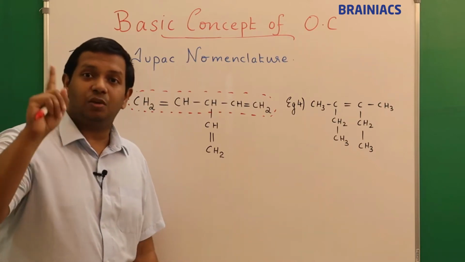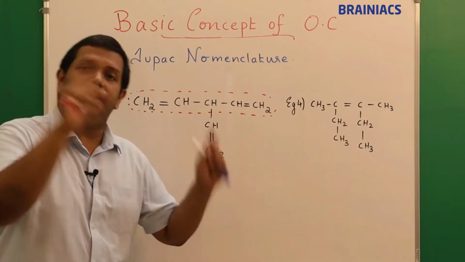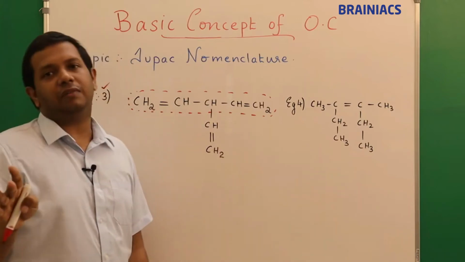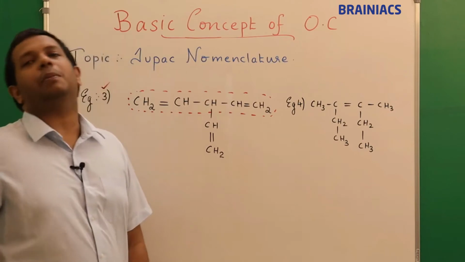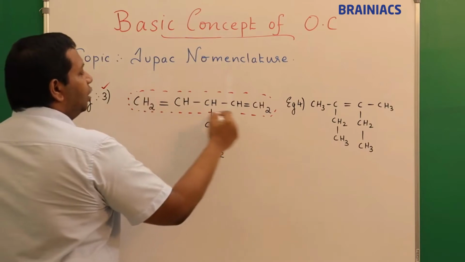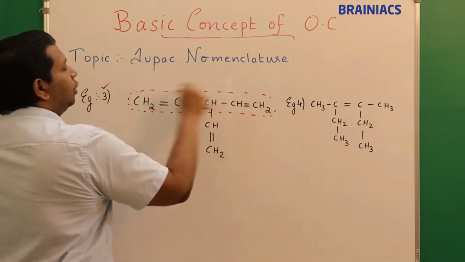Please remember, they are using the term maximum number. It does not mean that you need to include every double bond, because if it is possible, you need to include every double bond, but if it is not possible, then you need to include the maximum number of double bonds, because here it is the longest continuous parent carbon chain. So if I choose this as my parent path, you can include only 2 double bonds.